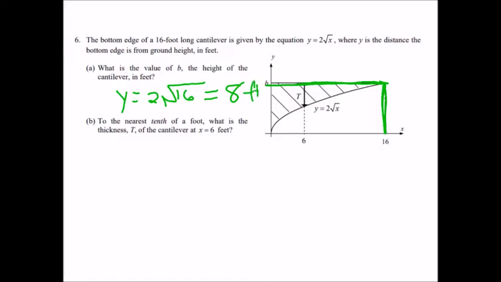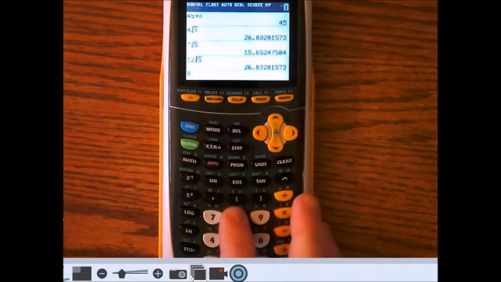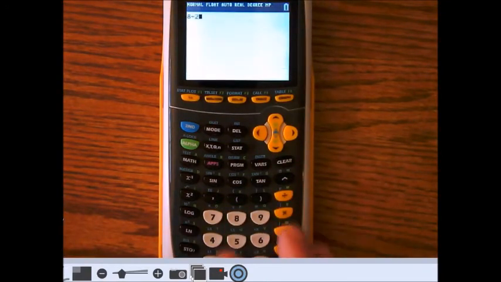All right, and then this is saying to the nearest tenth of a foot, what is the thickness T of the cantilever at X equals 6 feet? So we're going to find this, okay? So Y is equal to 2 radical 6. We could get a decimal value, but that's not going to give us the thickness. The thickness is going to be this minus this. So it's going to be 8 minus 2 radical 6, which I'm going to do on my calculator and then round to the nearest tenth of a foot. So 8 minus 2 radical 6, about 3.1 feet.